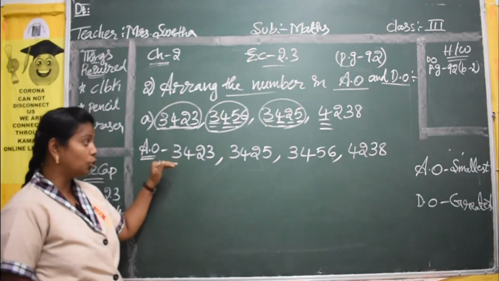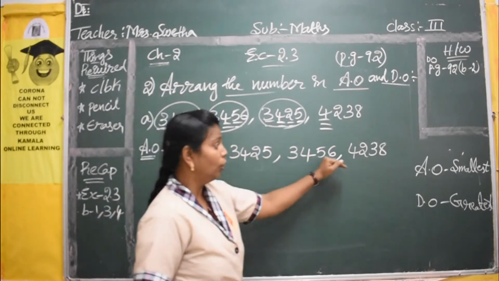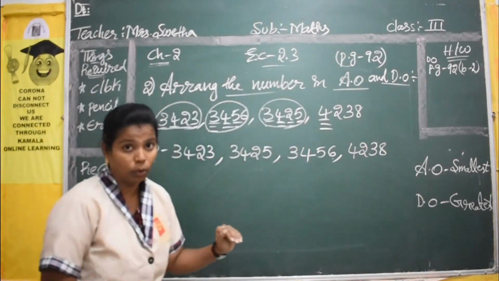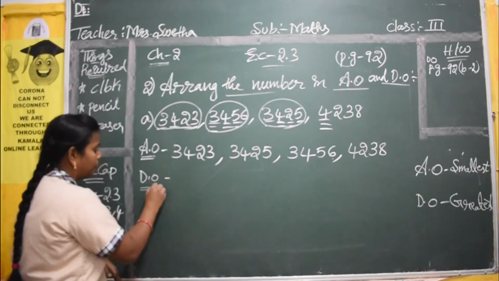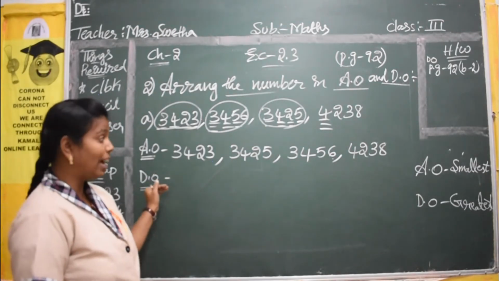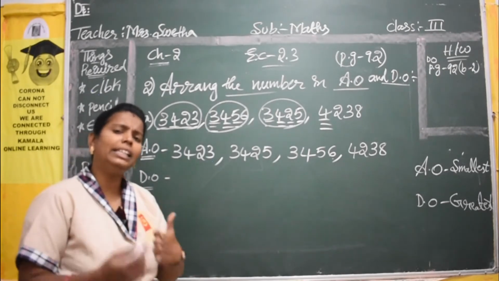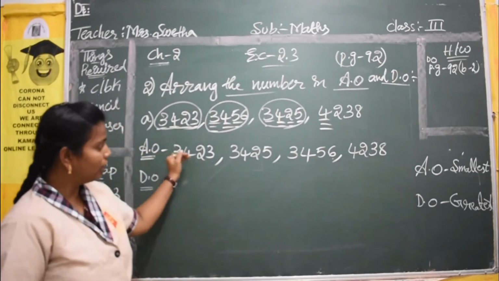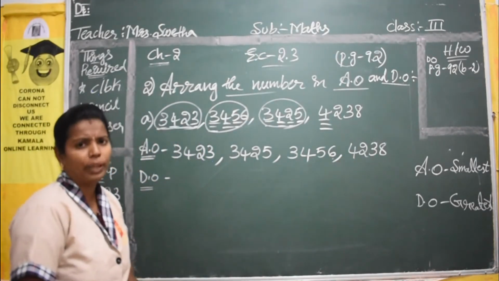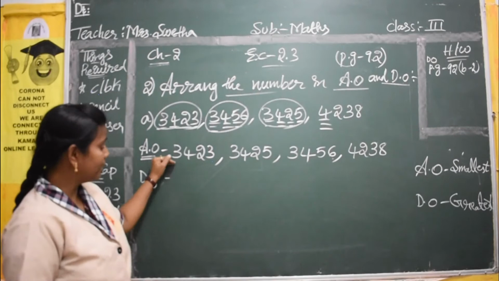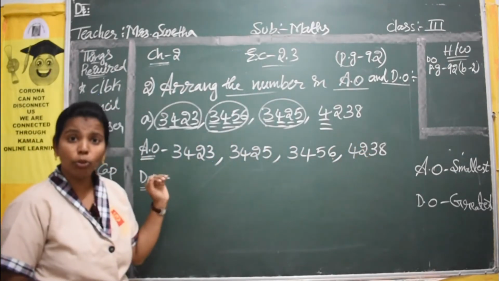So this is about your ascending order, children. I hope you have understood. We have written the smallest number to the greatest number. Okay. Now we have to arrange these same numbers in descending order. Yes, I will tell you in a very easy way, children. If you have arranged one order, the other order becomes very easy. Why? Because this is from smallest to biggest. Now in descending order what do you have to do?